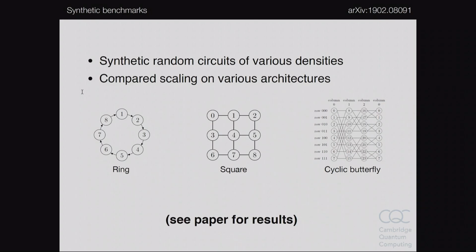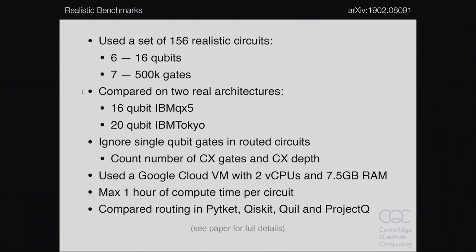So we've completed a bunch of synthetic benchmarks, we call them, for some kind of typical architectures you might expect in a near-term quantum computer, such as the square grid and the ring. And we compared the scaling. I don't have any asymptotics here, but if you are interested, there's a paper, you can go look at all of them. What I think is more interesting is our benchmarks against other compilers. So we use a set of 156 circuits, which are available in our paper. So if you're interested, you can find them there. And we compared on 2 real architectures, both by IBM.